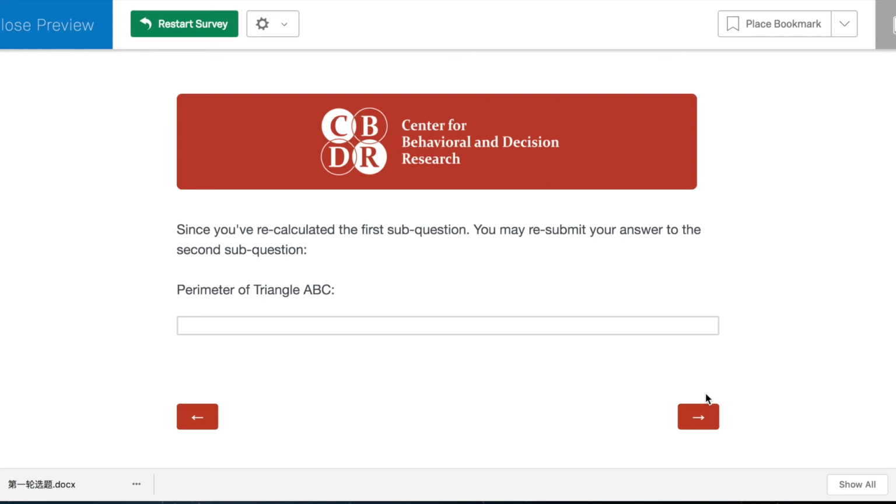And then it goes to the next sub-problem to check the answer, which follows the same flow as before. That's all about our step loop adaptivity prototype. Thanks.